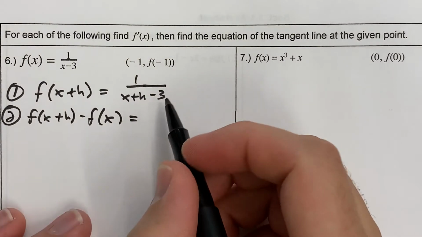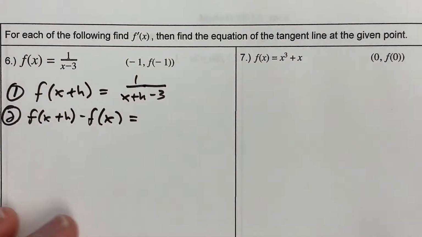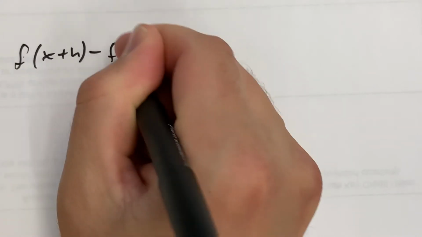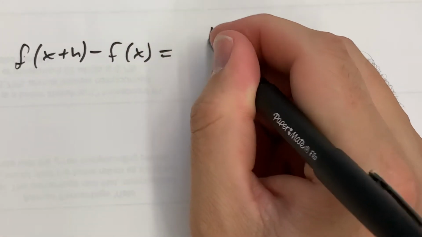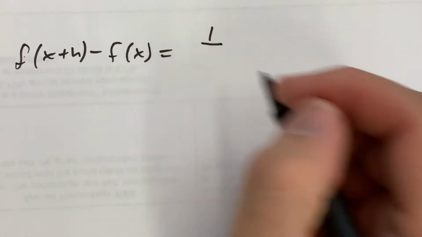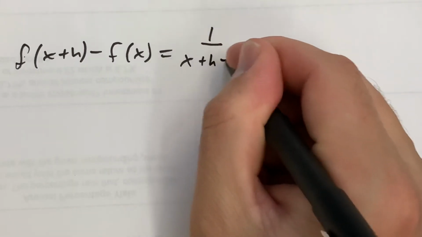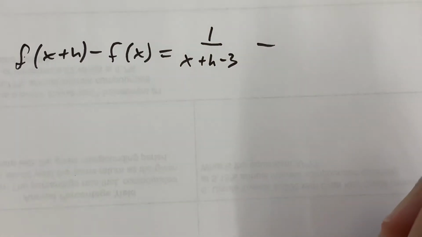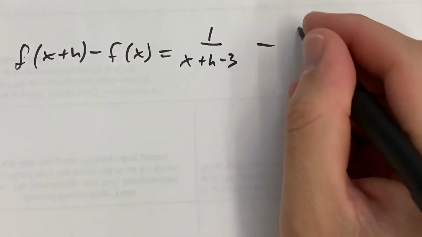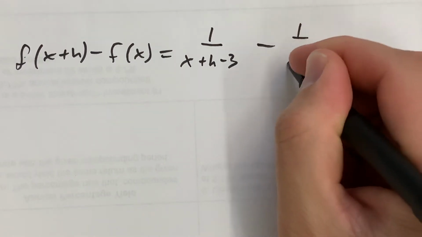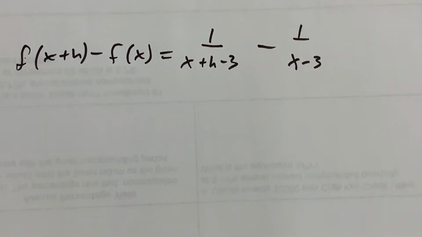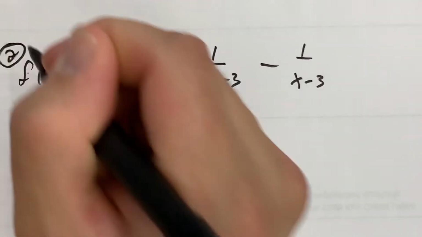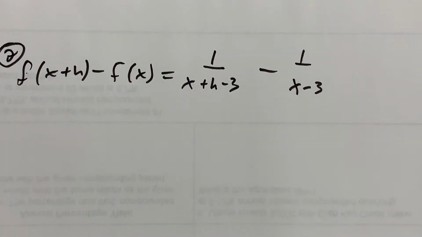Well, there's not going to be a lot to do there. In fact, I'm switching to another sheet of paper. I have to use a much larger writing utensil than you guys here. So we want this: f of x plus h minus f of x. That is going to be 1 divided by x plus h minus 3 minus 1 over x minus 3. Are we good so far?